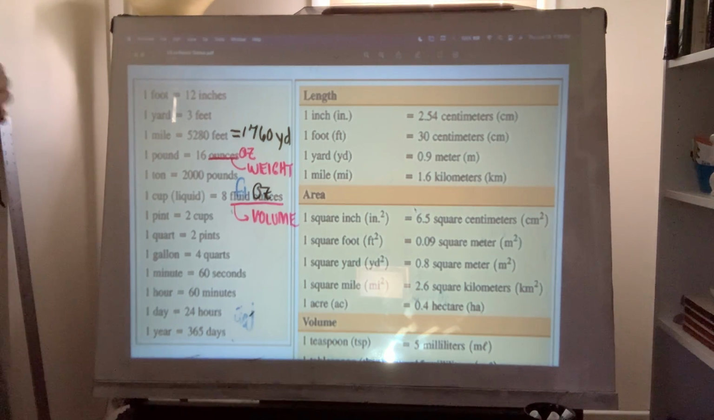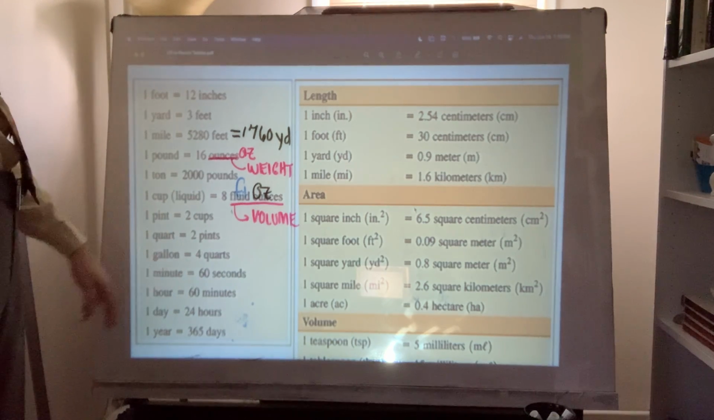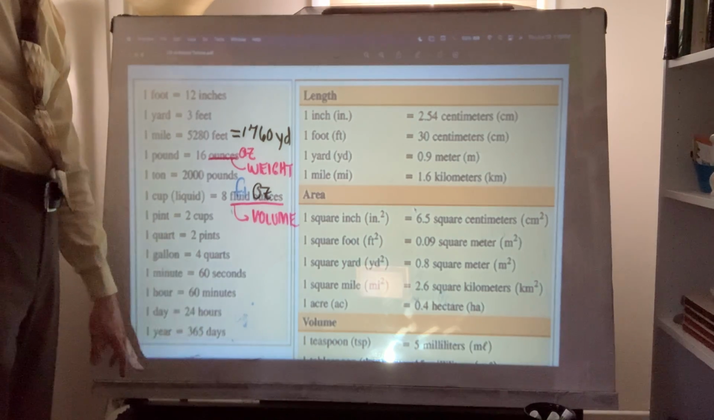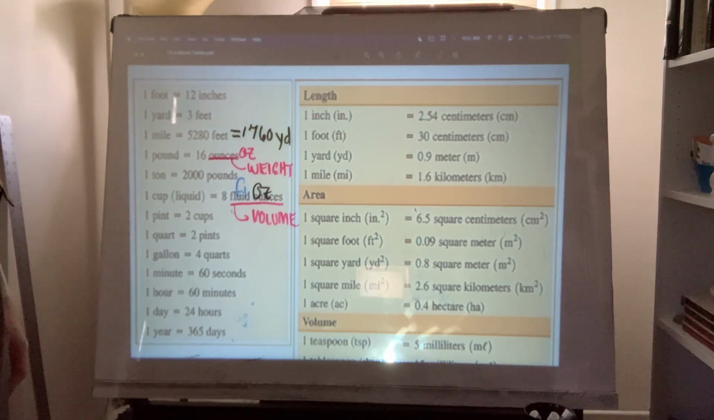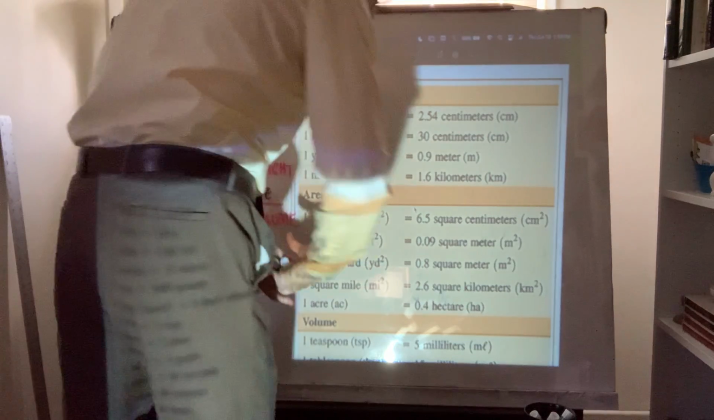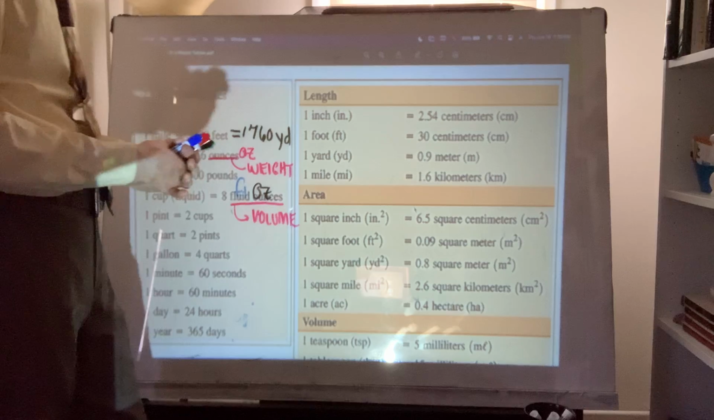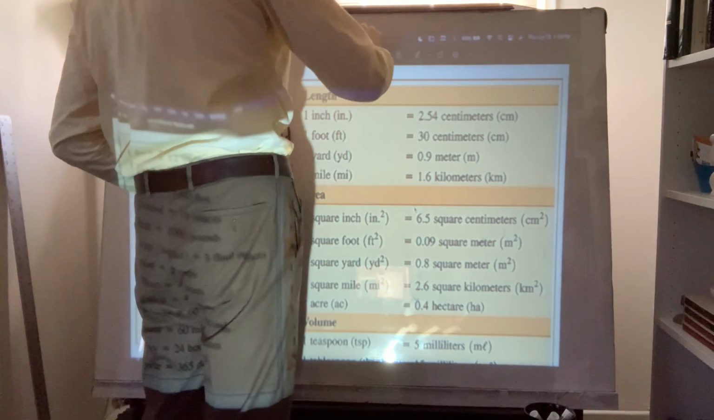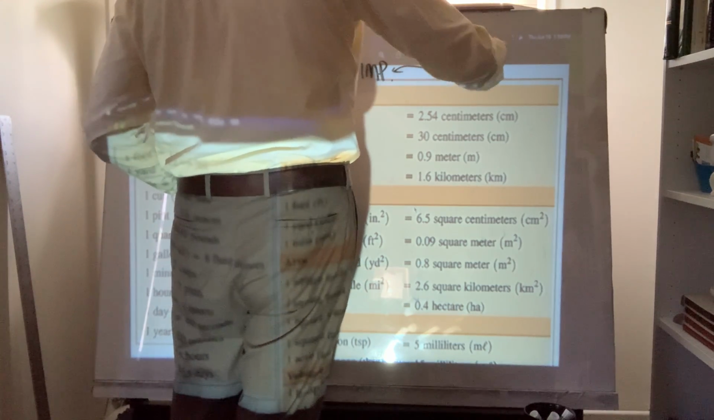Then there are units for time. 60 seconds is a minute, 60 minutes is an hour, 24 hours is a day, approximately 365 days is a year. Now, these are things that are within the imperial system. What you see on the opposite side here are the conversion factors between the US imperial system to metric and vice versa.